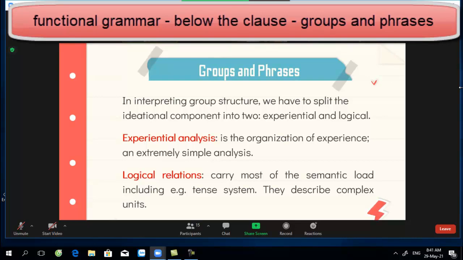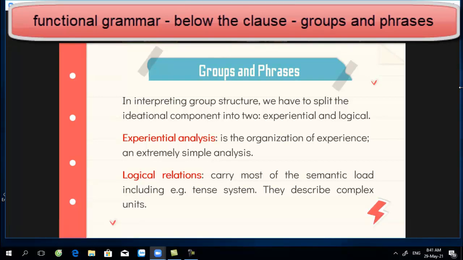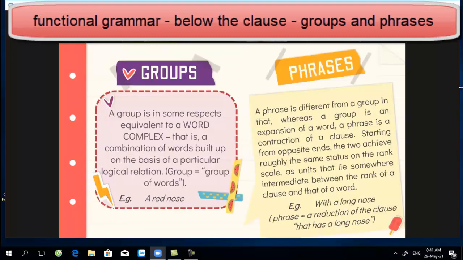The organization of the experience and an extremely simple analysis. Logical relations carry most of the semantic plot, including example 10 system. They describe complex units. So we can see the difference between groups and phrases. A group is in some respect equivalent to the word complex. That is a combination of words built on the basis of a particular logical relation.